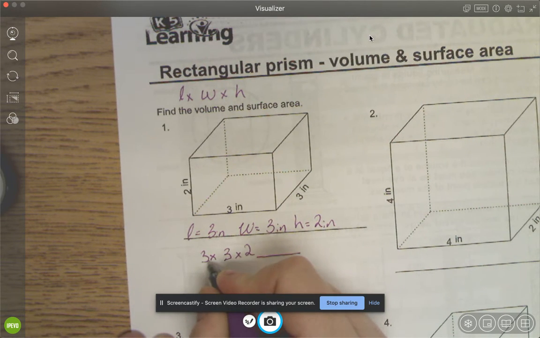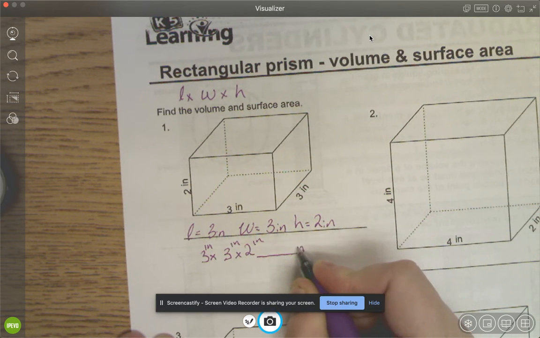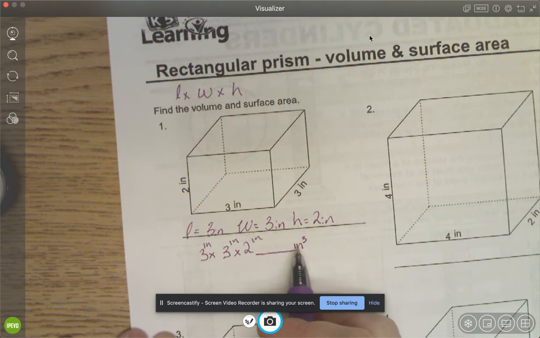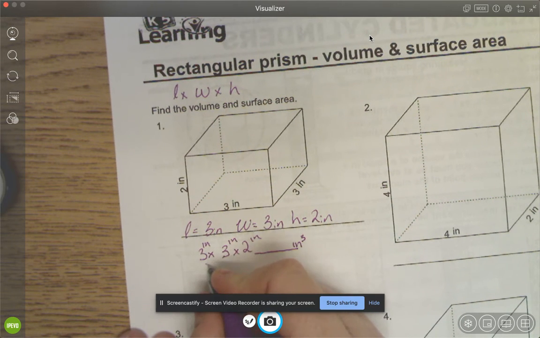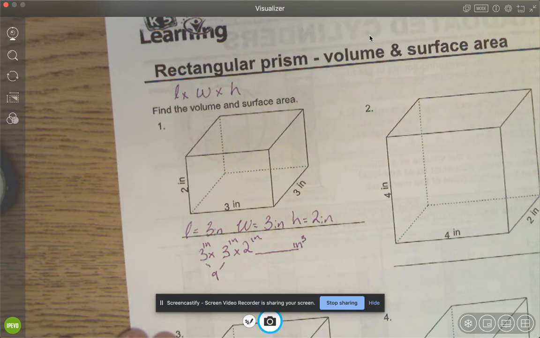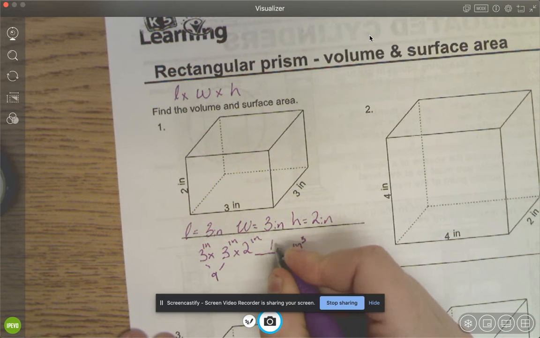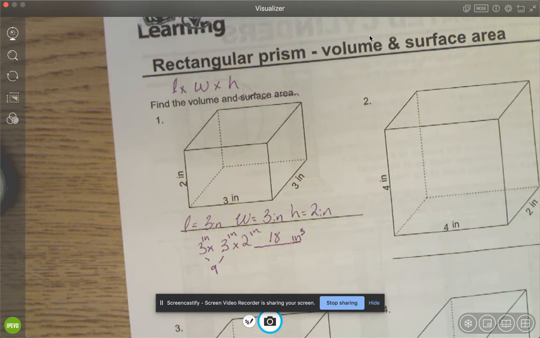Now, we have inches in all of these, so that means your units are going to be inches cubed, right? When you multiply 3 units by each other, it's going to be inches cubed. So 3 times 3 is going to equal 9. And then 9 times 2 is going to equal 18. Remember, it's going to be inches cubed. So that's how you figure out the volume. That's all I want, just the volume. You can totally ignore the surface area if you so desire.